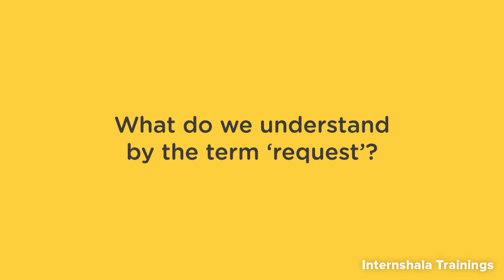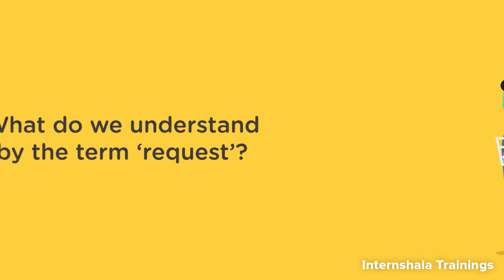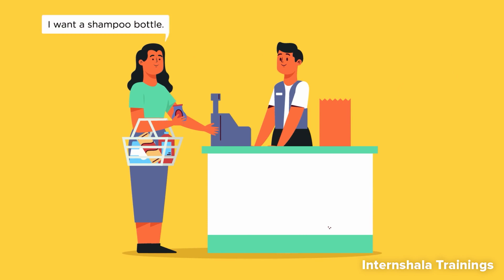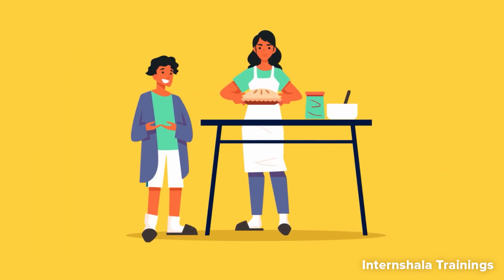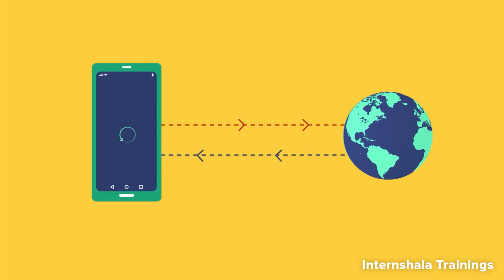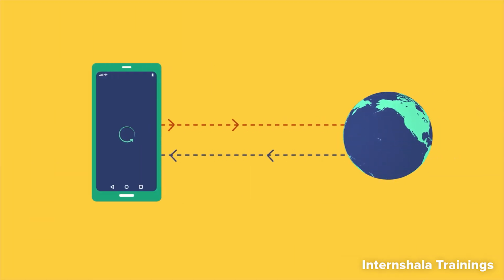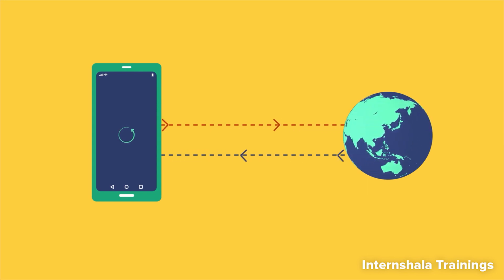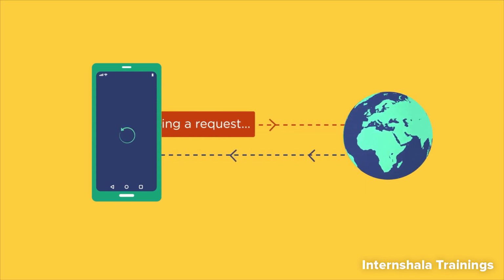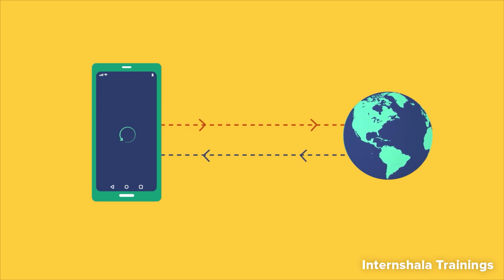What do you understand by the word request? It means to ask for something, right? We request the shopkeeper to give us a bottle of shampoo, or our mom for that yummy cake that she makes. Similarly, when we want data for our app from the internet, or we want to store the data on the internet, we need to request the internet to do this for us.